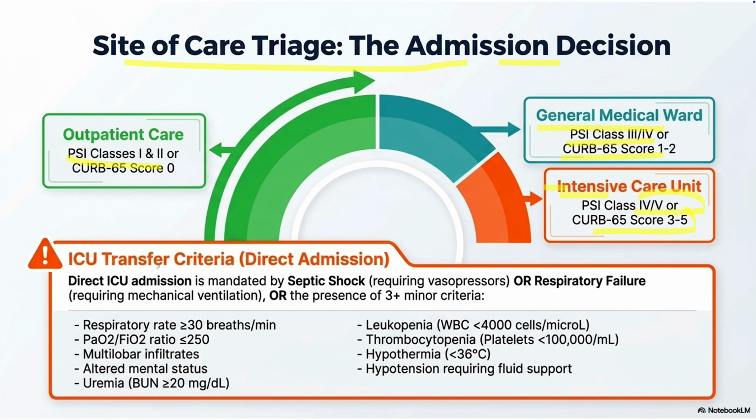Certain findings mandate direct ICU admission regardless of the numerical score. These include septic shock requiring vasopressors and respiratory failure requiring mechanical ventilation. Patients should also be admitted directly to the ICU if they meet 3 or more minor criteria, such as a respiratory rate greater than 30, a PaO2 to FiO2 ratio below 250, multilobar infiltrates, altered mental status, uremia, leukopenia, thrombocytopenia, hypothermia, or hypotension requiring fluid support. Remember this principle: treat the patient, not just the score.